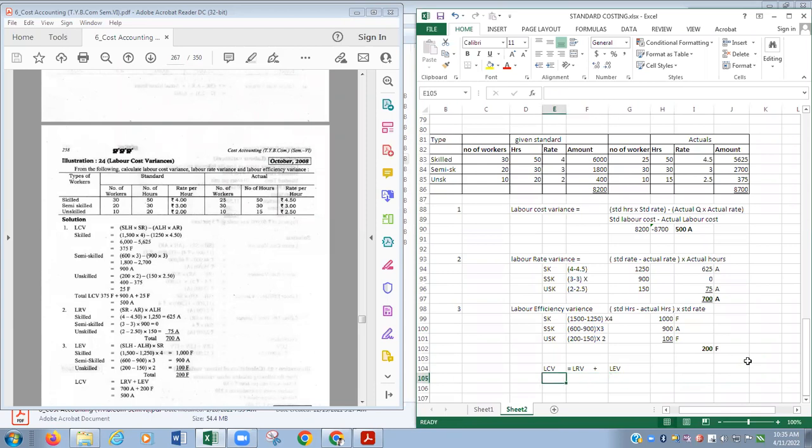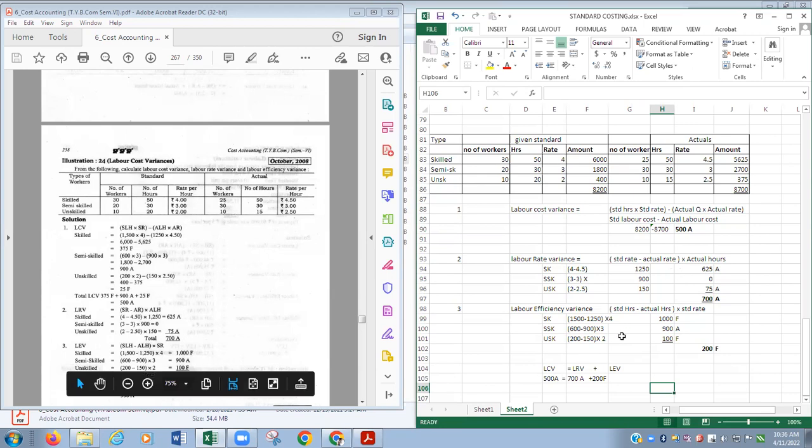Labor cost variance is 500 adverse, is equal to labor rate variance 700 adverse plus efficiency variance 200 favorable. Yes, so 700A minus 200F will be minus, so we get 500 adverse. Yes, it's telling you. Students, have you understood this sum?